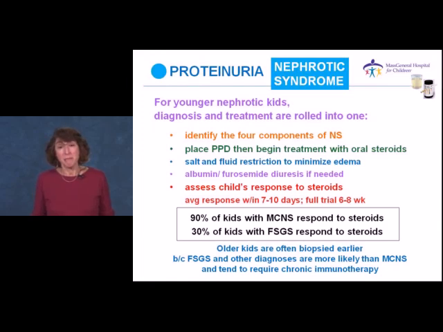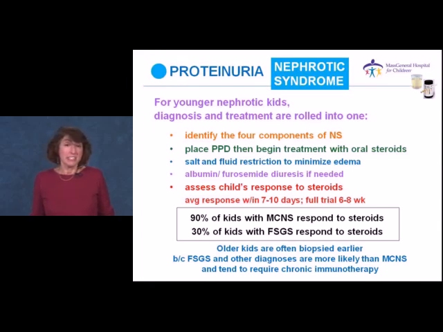90% of kids who have minimal change nephrotic syndrome are going to respond. They may not be able to get off steroids, but they're going to respond to steroids. And 30% of kids with FSGS are going to respond to steroids. The non-responders, as I said, and the partial responders are usually going to be biopsied.